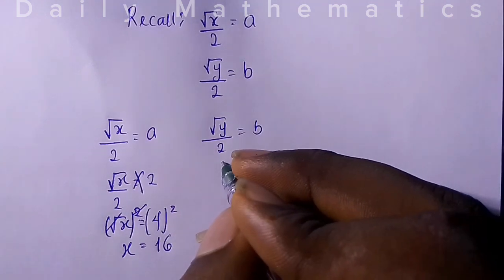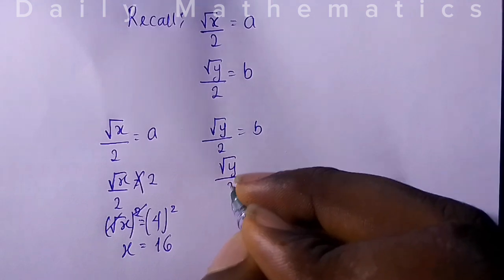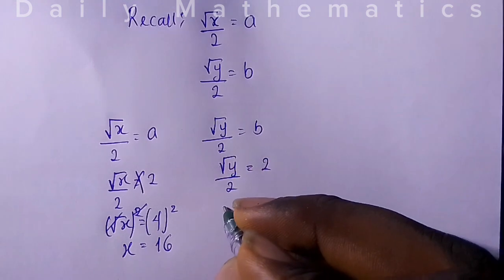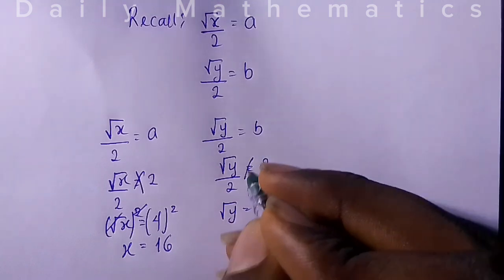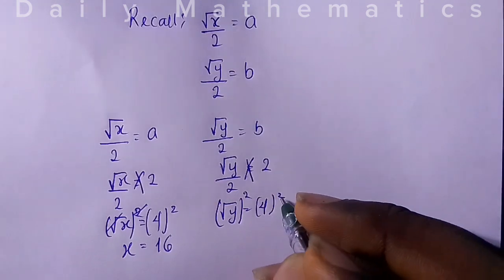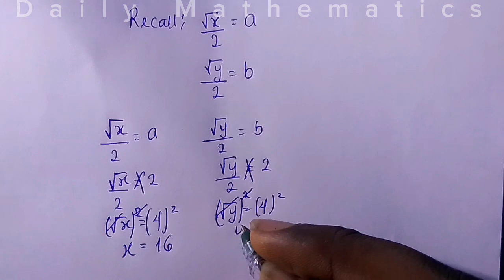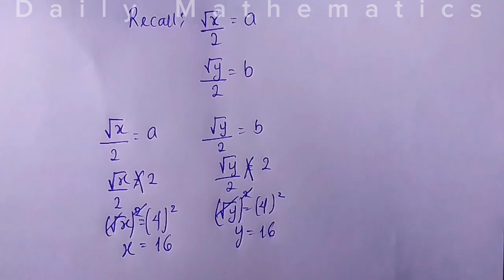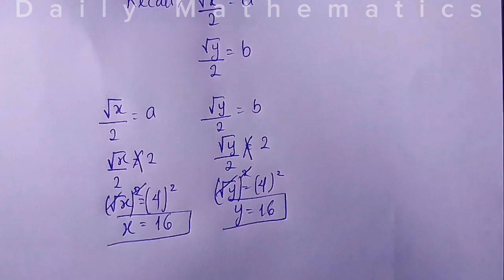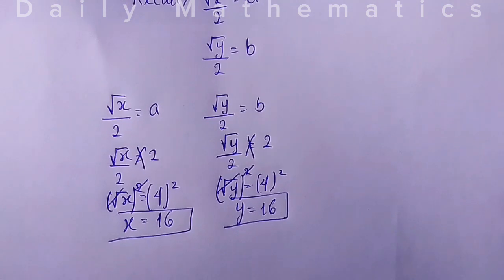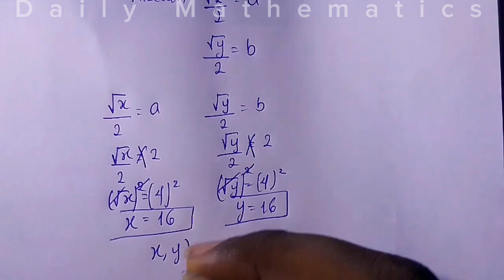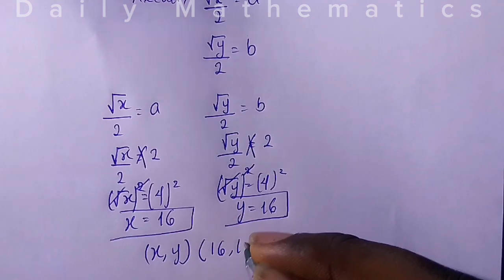And that's the same for root y over 2 equals 2, because we got b to be 2. So when we cross multiply, root y equals 4. And when we square both sides to cancel the square root, y equals 16. So x and y are 16. So our answer for x and y is 16, 16, right?